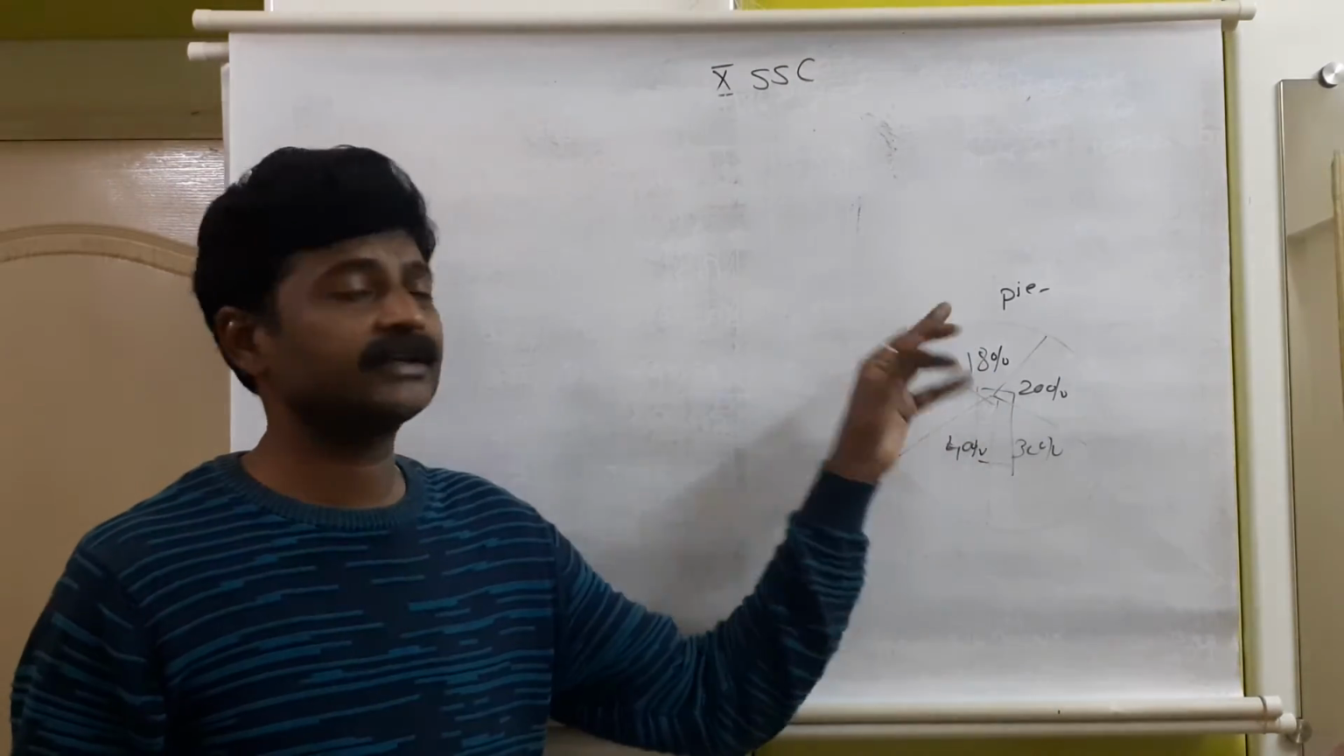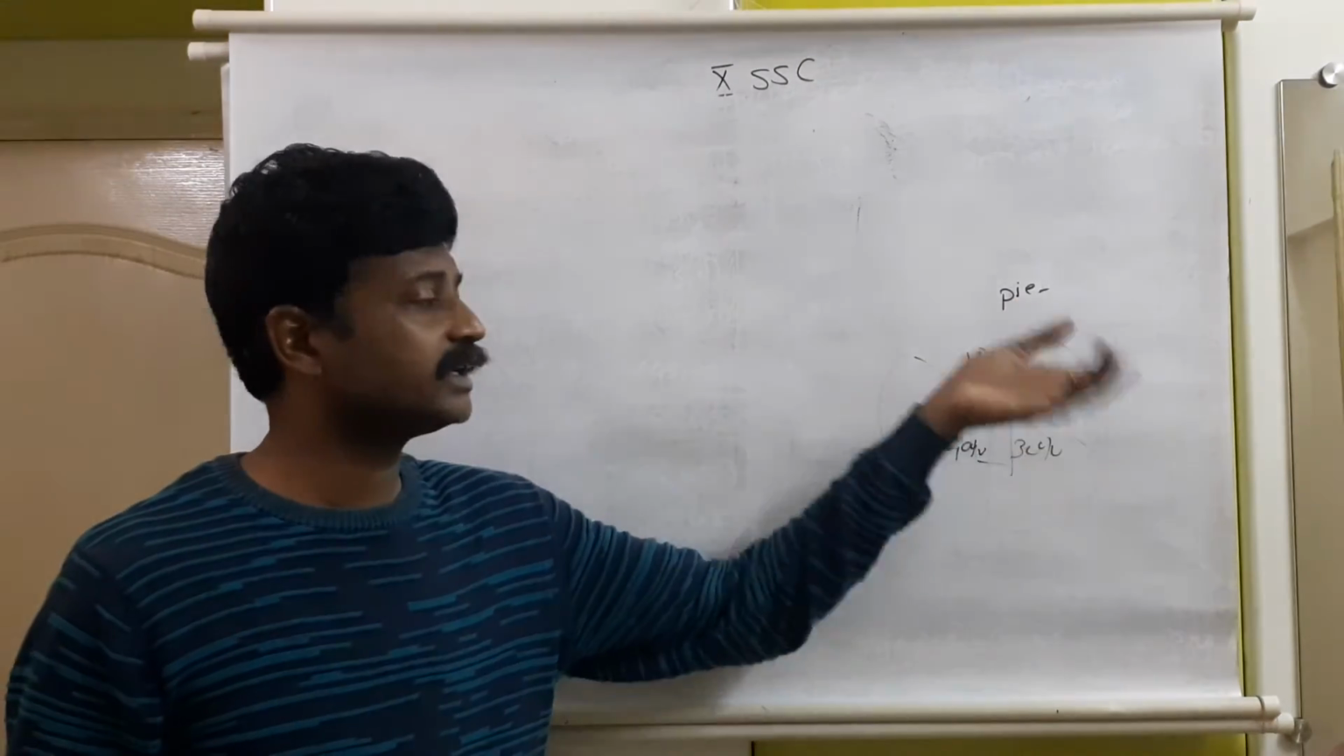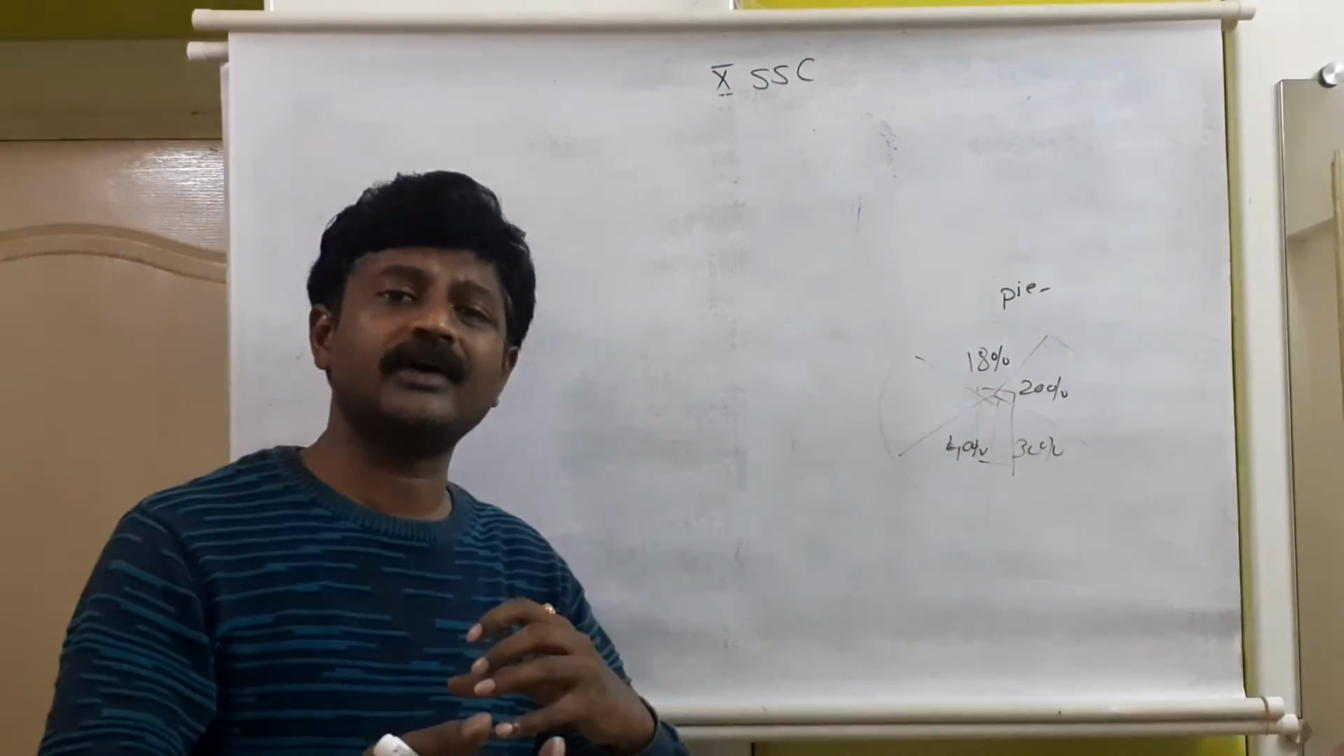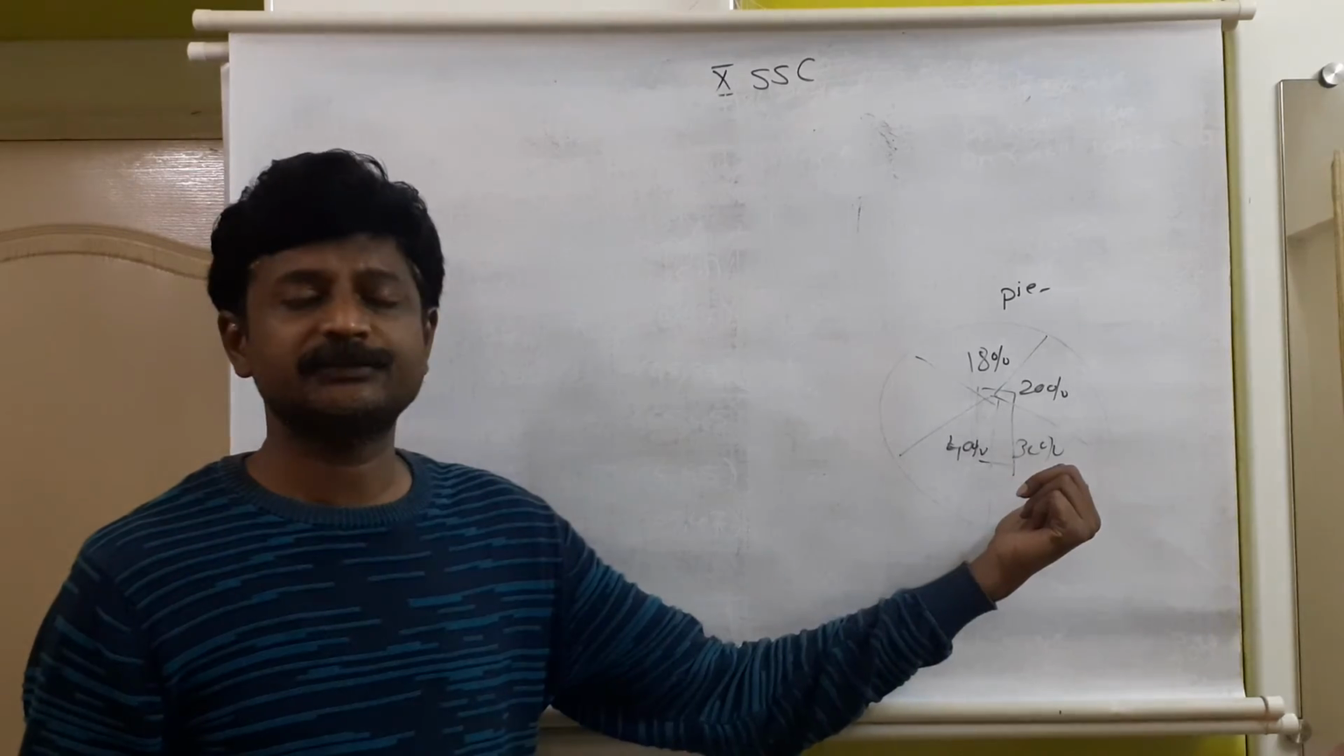Run score in this area, suppose 36. Run score in this area, suppose 30. Run score in this area, suppose 40. So that will convert out of 100. So it will be written as percentage.